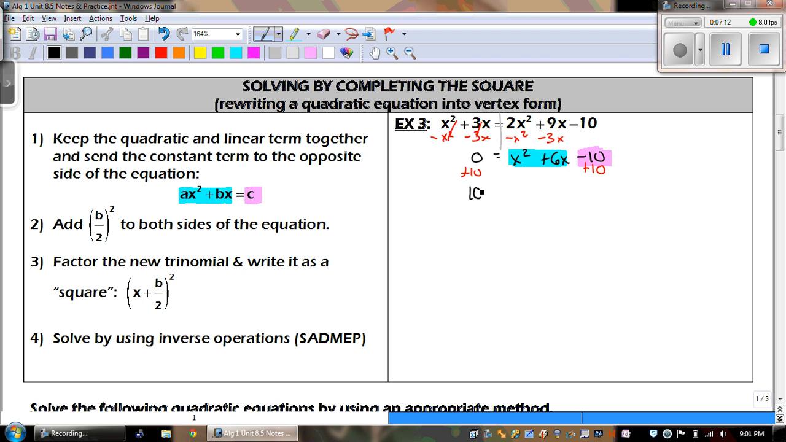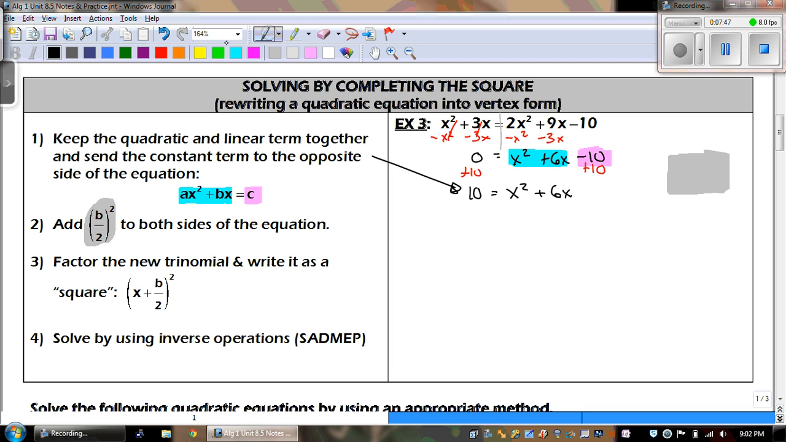And we get 10 equals x squared plus 6x. Okay, so that's our first step. That was step 1. Now I want to add b divided by 2 squared to both sides. This is the part where we're completing the square. So we're going to do b divided by 2 squared, and I'm going to do that off to the side right here.